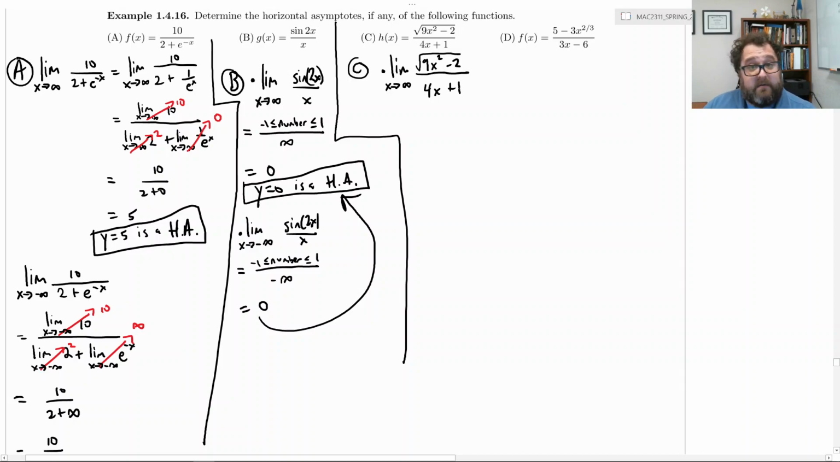So we need to divide by the greatest power of x in the denominator. So we need to divide by x. So we do 1 over x, 1 over x. This is our specialized version of multiplying by 1. So we haven't changed the value of the expression. But remember, I can easily multiply on the denominator, but on the numerator I have a radical.